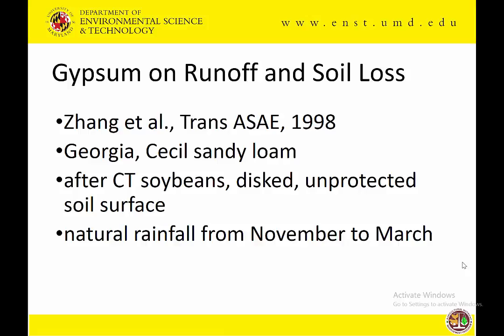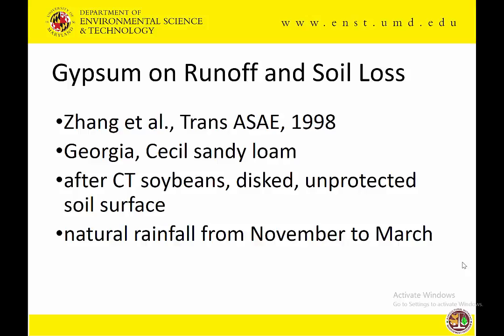This was published in 1988 in the Transactions of the American Association of Ag Engineers by Zhang. He was an ag engineer. There was also a soil chemist on his team. They did it on the Cecil Sandy Loam. They did this experiment after soybeans. They disked the field. This was conventional tillage. They deliberately wanted an unprotected soil surface, and they looked at natural rainfall.